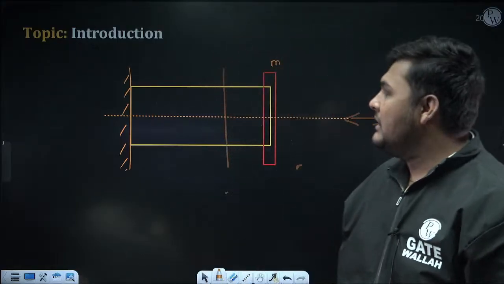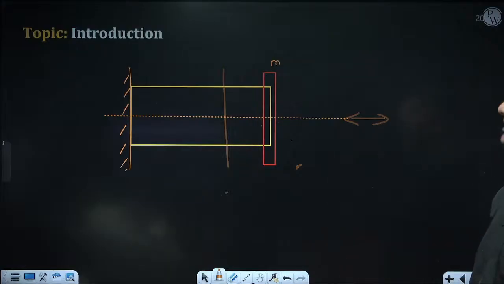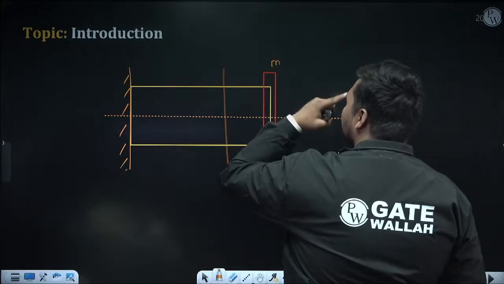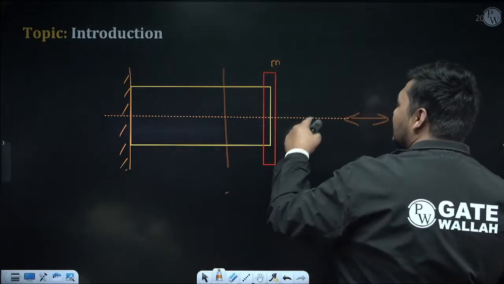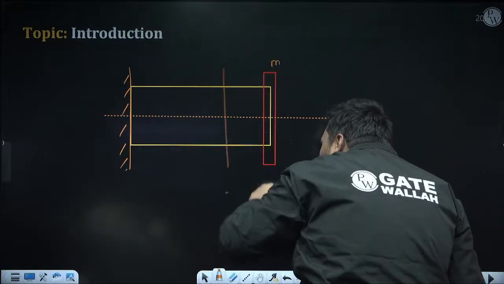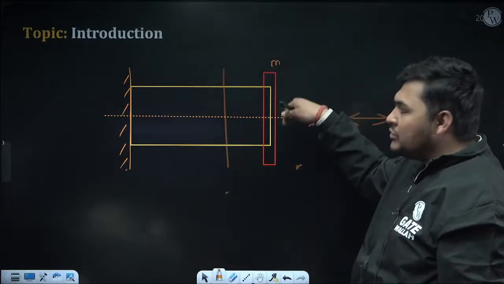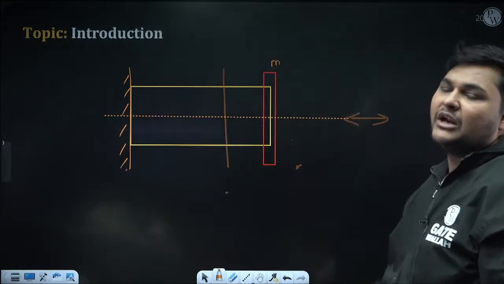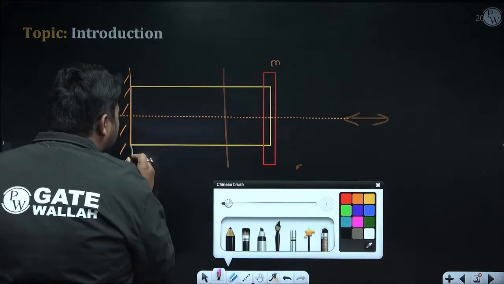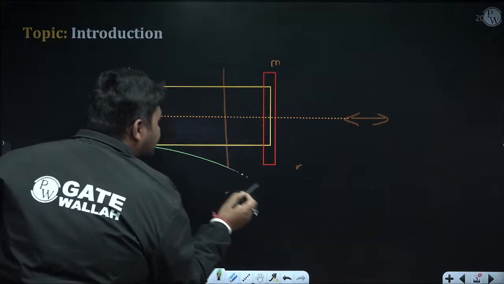Now what is transverse vibration? Now in the same structure, suppose instead of disturbing this mass from its mean position in longitudinal direction, I am disturbing this mass from its mean position in transverse direction. Suppose I am applying an impulse for short duration and I am disturbing this in transverse direction. So what will happen? If you disturb this in transverse direction, this shaft will bend like this. Just try to understand.